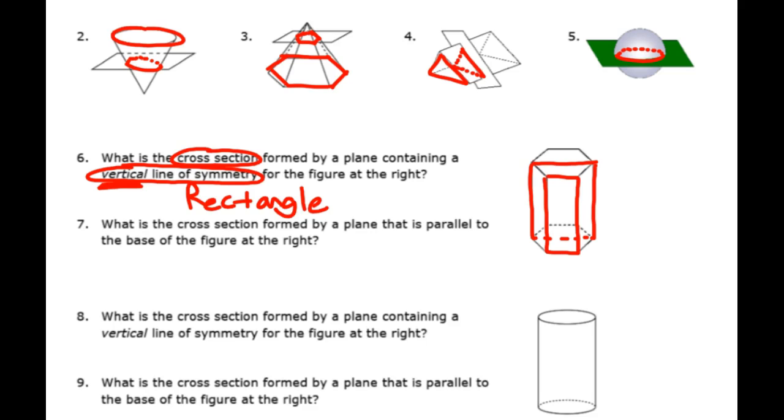Now, same picture. Number 7 is asking for the cross section formed by a plane that is parallel to the base. That's like numbers 1 through 5. What do I know about parallel to the base? Same as the base. So what is the base here? So I got a hexagon. And then if I cut it anywhere else, I would also get a hexagon. Okay, so hexagon.